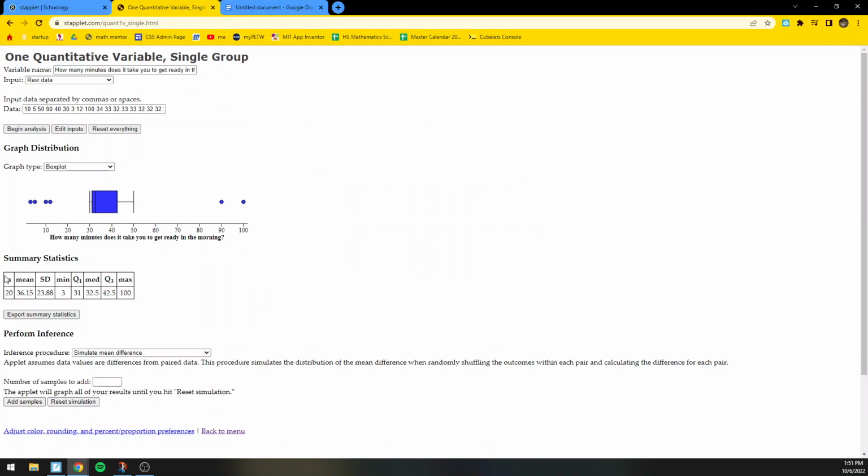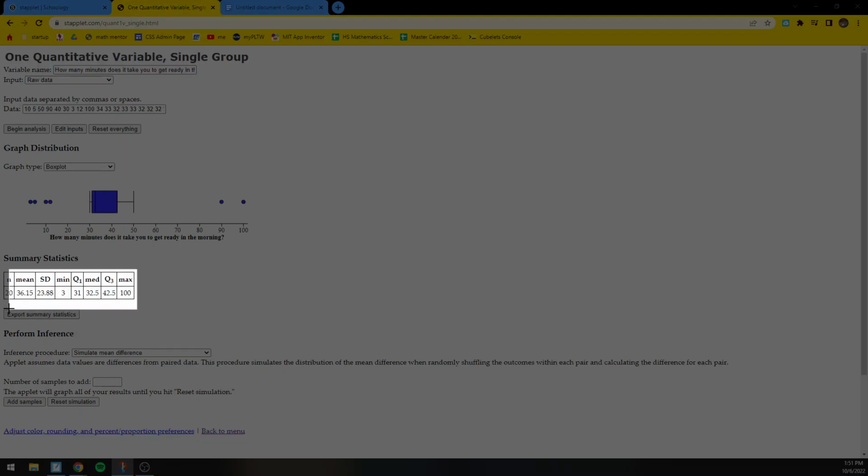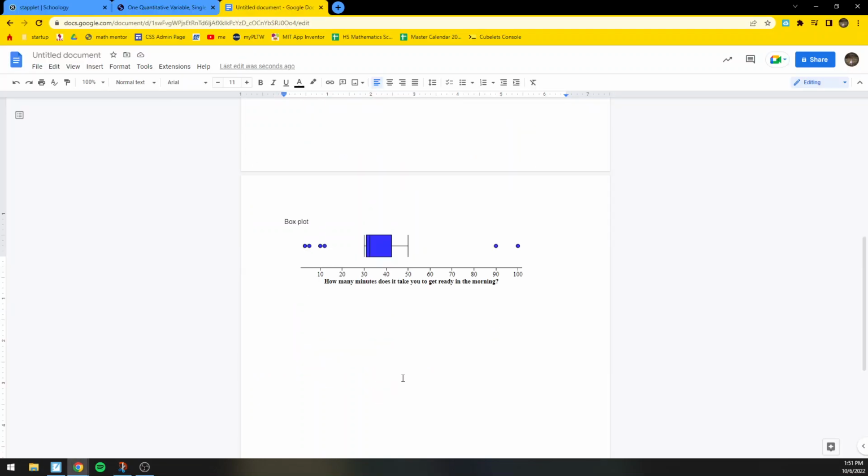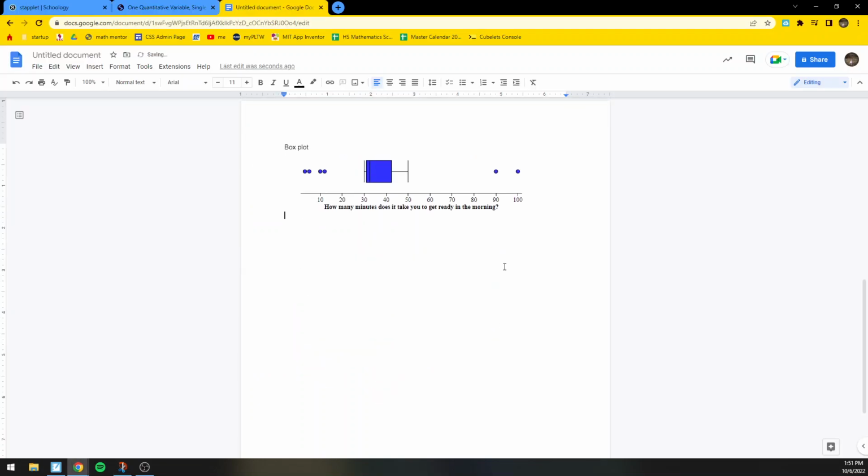Cool. And then look at this. We got this too. So this is a summary of my data. The only one of these that I don't actually care about is the SD. That stands for standard deviation. We will be talking about that more later, but right now that may as well be meaningless to us. We don't know what that means.